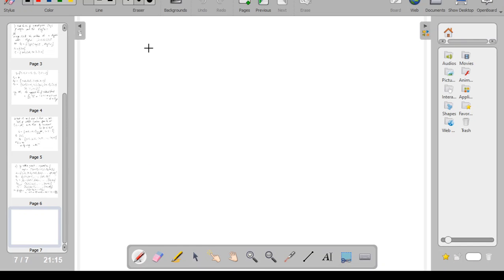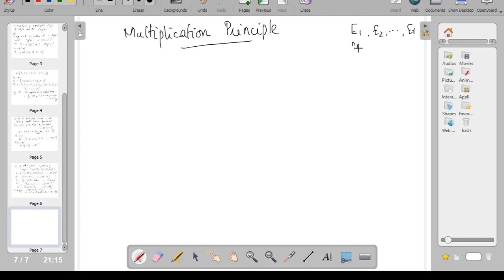Morning all. So in today's class we will look into the second basic counting principle, that is the multiplication principle. Now again, let us take events E1, E2, etc., ER. E1 can occur in N1 ways, E2 can occur in N2 ways, and ER can occur in NR ways. So we have an event E which is composed of these events.